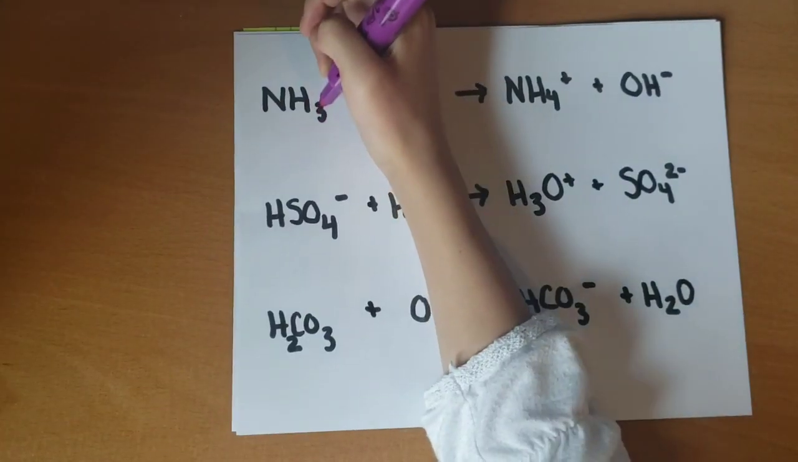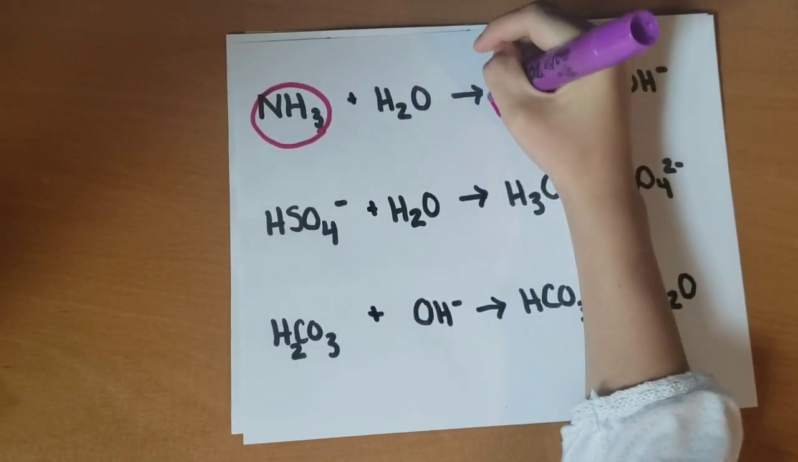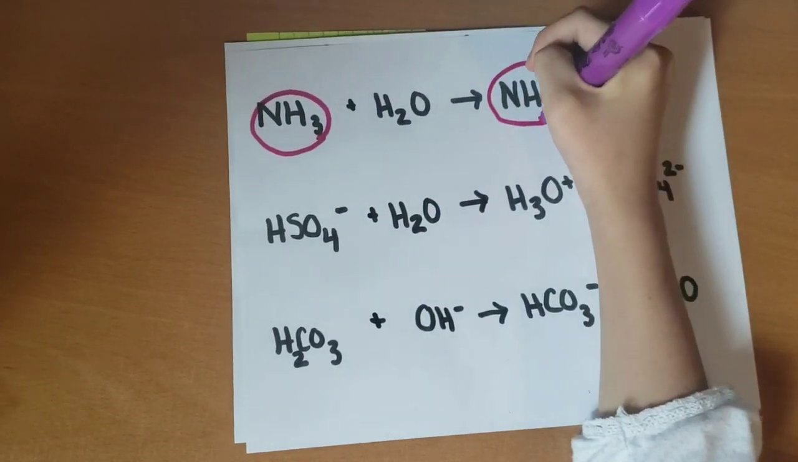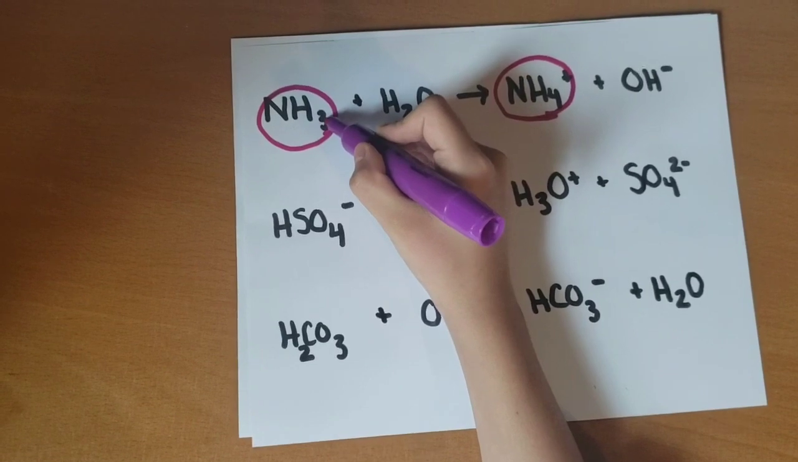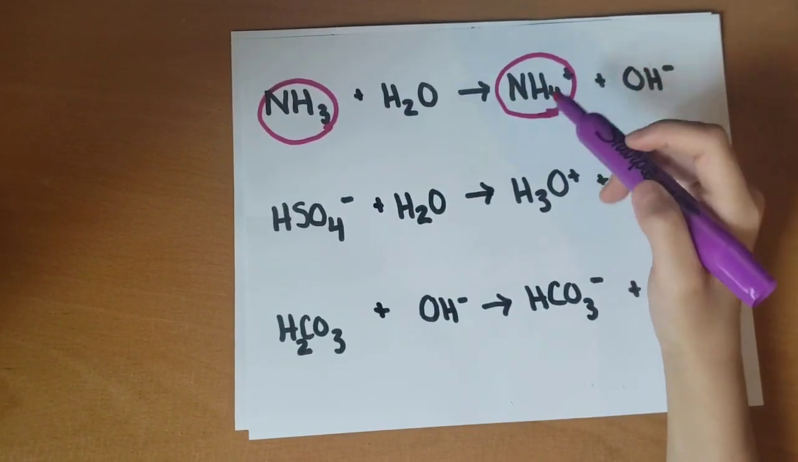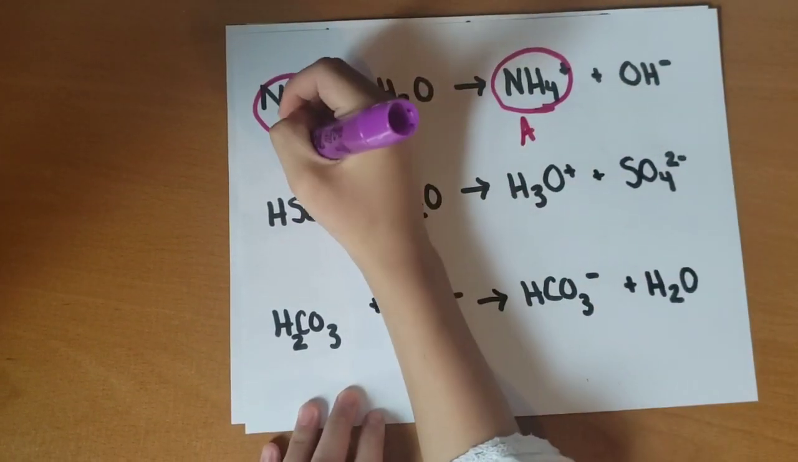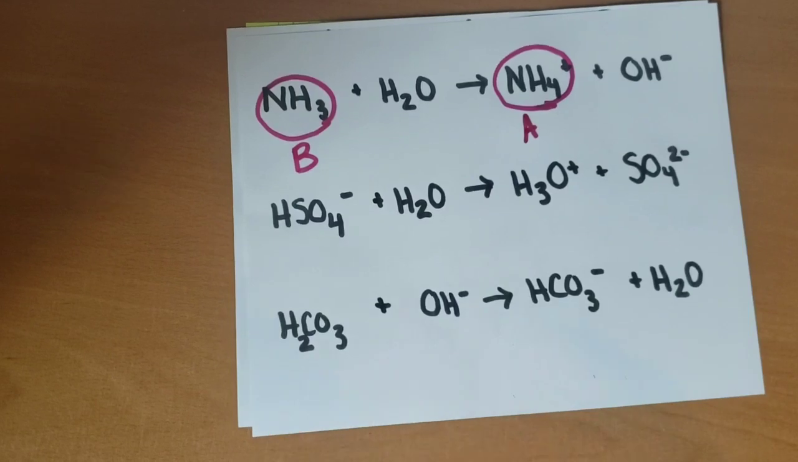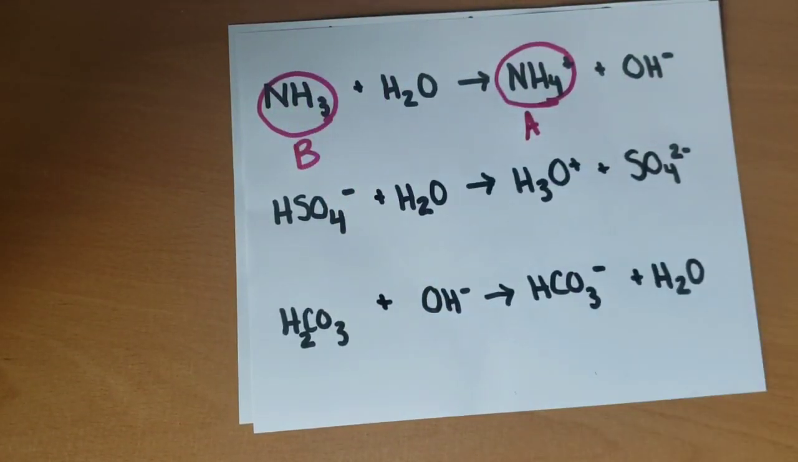Well, for this one, this is NH3, and over here is NH4. Why are those paired up? They're paired up because this one has 3 H's and this one has 4 H's, and we know that this one is the acid. Just write an A. And this one is the base because this one is greater than the base.